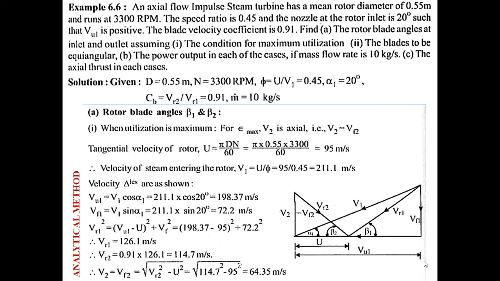Question B is the power output in each case. How much is the power output in each case? Separately, you have to find out. Mass flow rate is 10 kg per second for both cases. The third question is the axial thrust in both the cases. So, in the question, any doubts? Please ask.